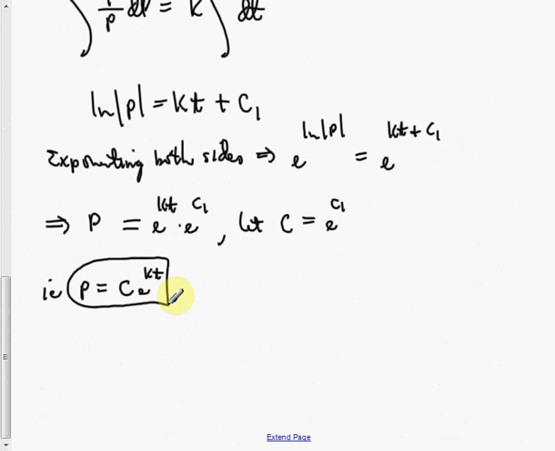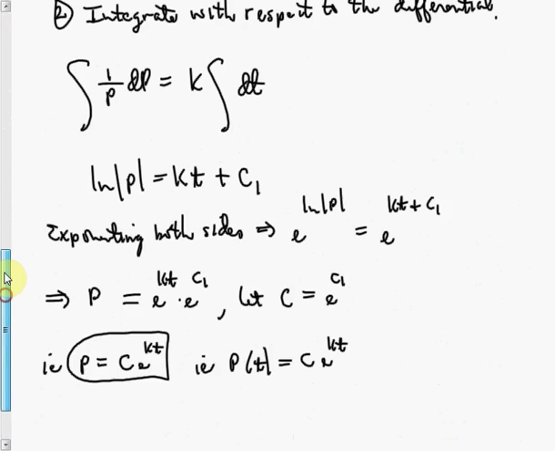Now in the algebra book, they just give that to the students. But in differential equations, we prove it. We determine where it actually comes from. So you can say, since population is a function of time, it's the same thing as saying P of T is equal to C times e to the kt. Now we can finish the problem.